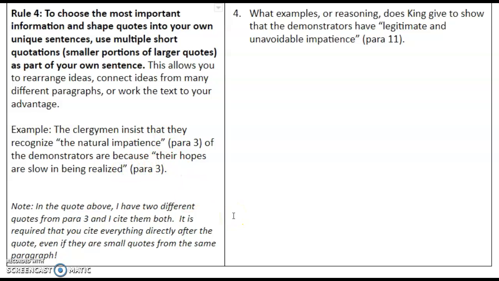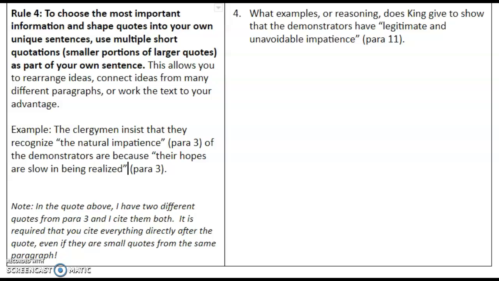Okay? What's also interesting about this is the words "natural impatience" in the original text came after this idea of their hopes being slowly realized. So you can see how I flip-flop them to make them work in my own idea, which is really nice because that's what you're doing. You're forming your own analysis based on what the text says rather than just regurgitating the information presented in the text. So 4 says, what are some examples or reasoning?